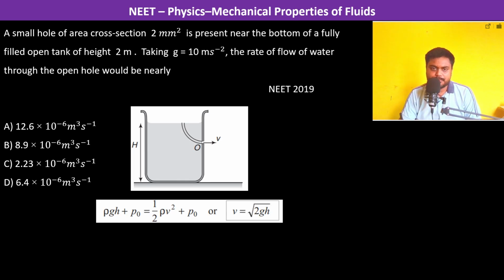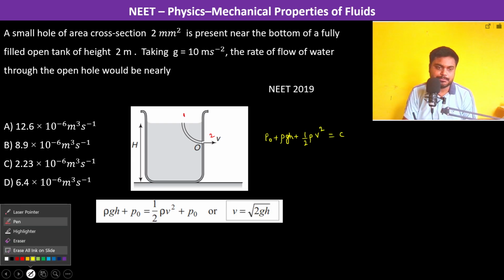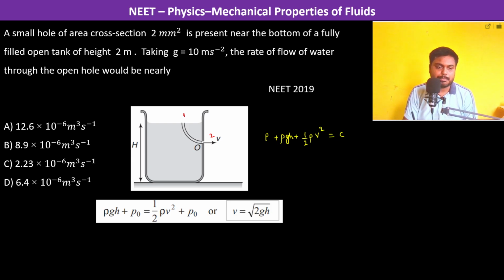So let us take this point to be 1 and this point to be 2, and we apply Bernoulli's theorem. So what is Bernoulli's theorem? It is P plus rho gh plus half rho v squared is equal to constant. Of course not P naught, it's P, the pressure at that place. In both the cases, here the pressure is P naught only.